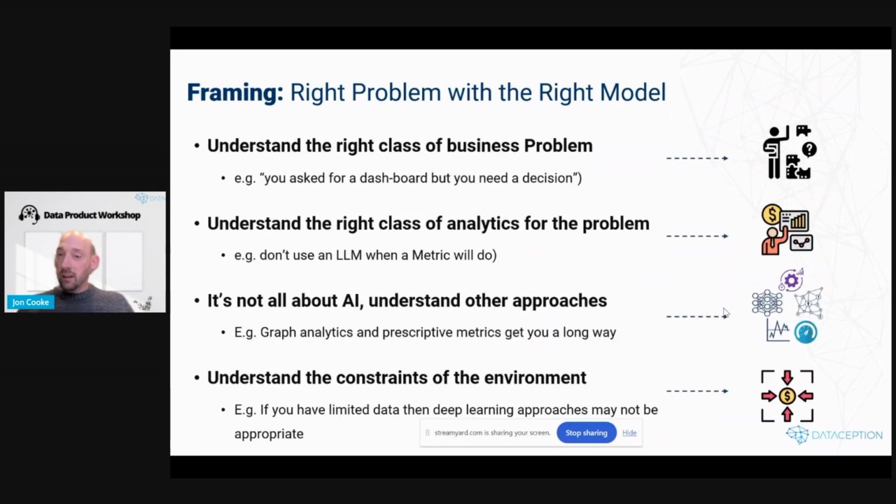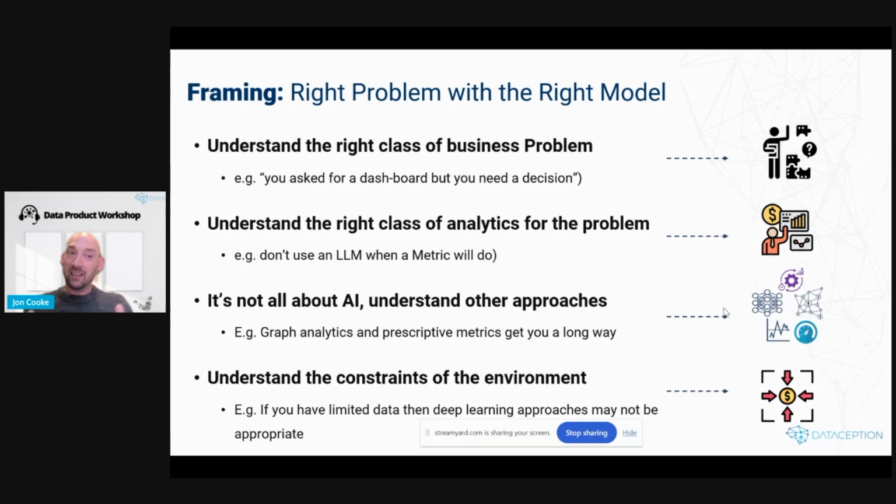Like I said, framing the model is really, really important. Fundamentally, I talked a little bit about regression versus something else, random forest. But again, it's about understanding the right class of business problems. So you need the right model to do that. So many times people say, "Oh, we want to use AI to do this." It's like, well, actually, you just need a metric to do that. And also, understanding the outcome as well.